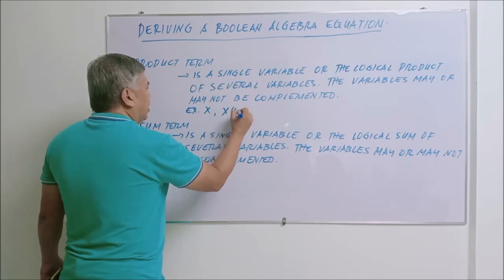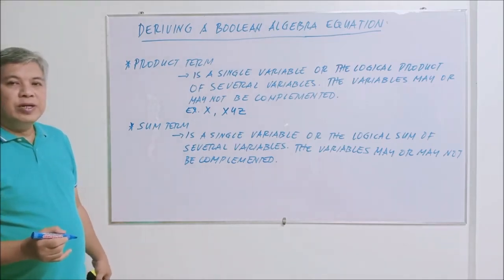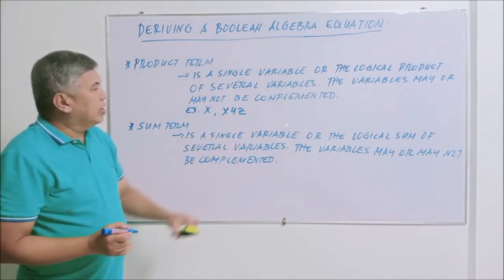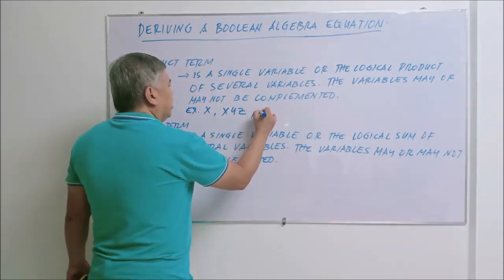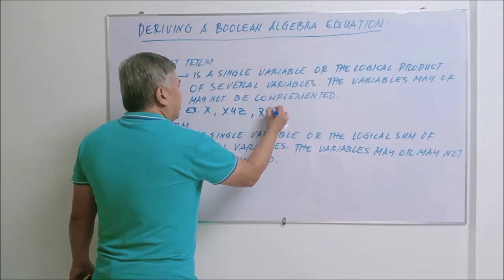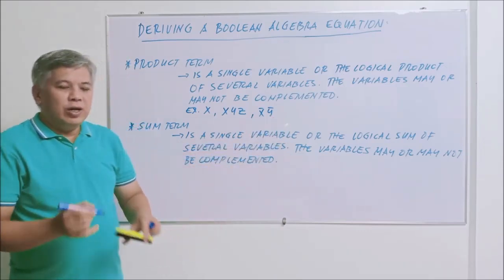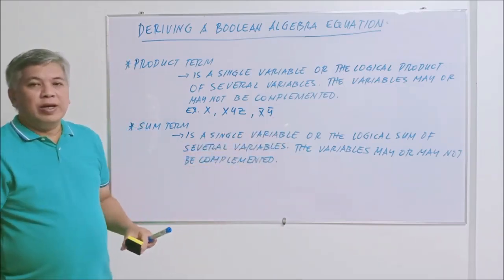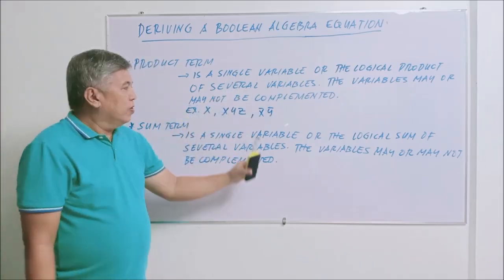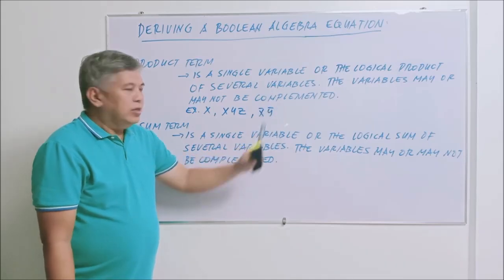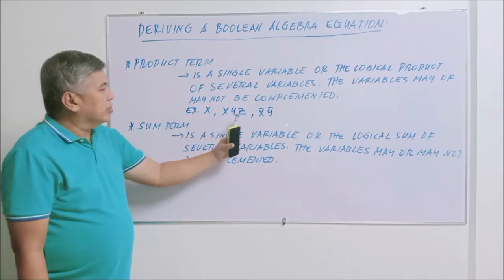x, y, z is another example of a product term. So they are logically multiplied together. Another example is x bar, y bar. Again, these are two variables which are logically multiplied together, and it says the variables may or may not be complemented. So this one here, these are variables which are complemented. So that is a product term.